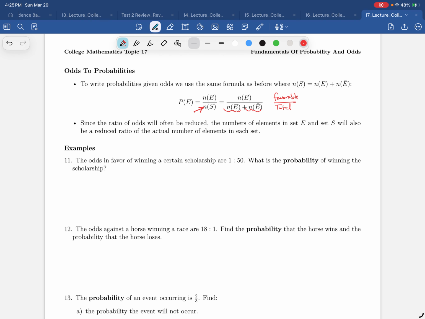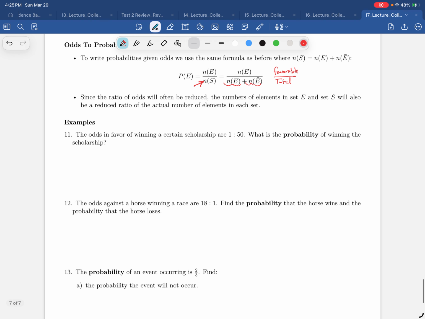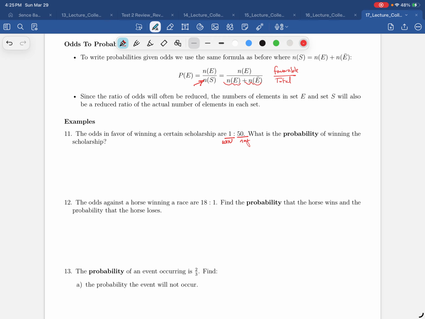All right, let's go ahead and look at just a couple more. The odds in favor of winning a certain scholarship are 1 to 50. Because it's in favor, this is win, and then this is the not win, or the lose. What's the probability of winning the scholarship? So what we look at is we would say there's 51 total.